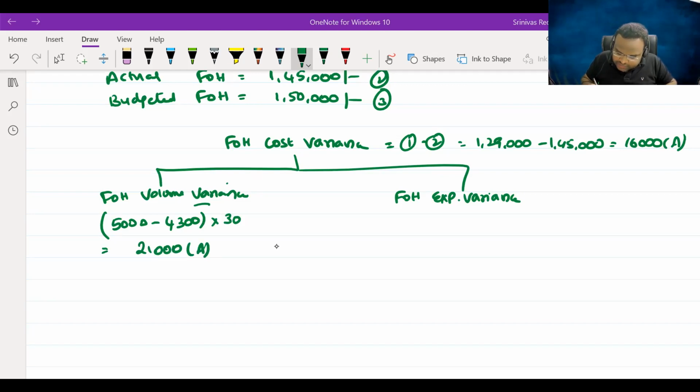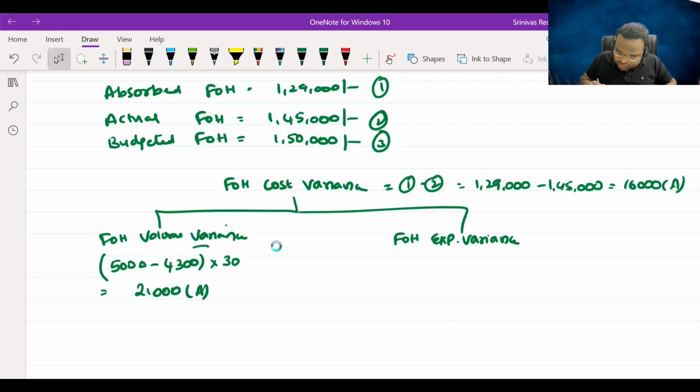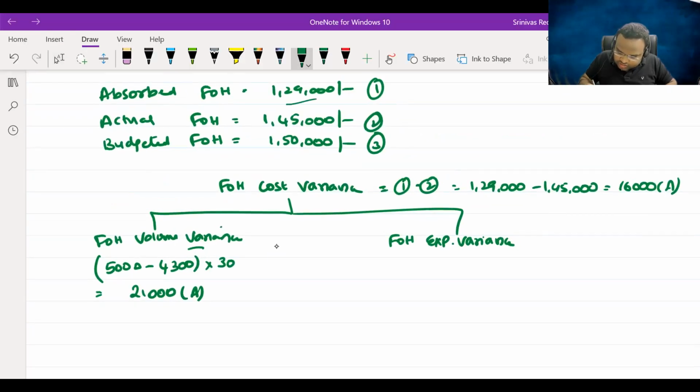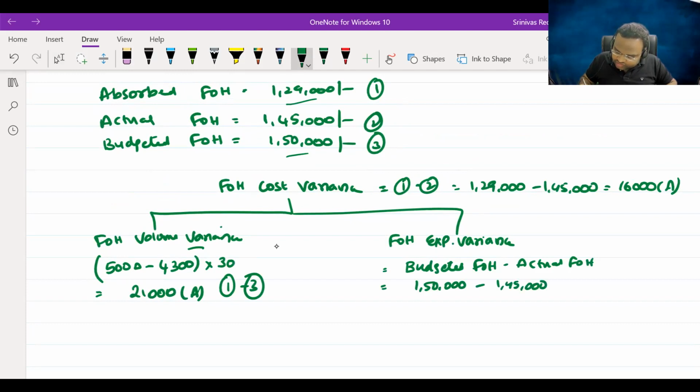What is volume variance? Absorption minus budget, correct? Absorption is 1,29,000. Budget is 1,50,000. 21,000 adverse. So 1 and 3. Expenditure variance: irrespective of my production, I should incur only budget fixed overhead, but how much did I spend? Actual fixed overhead. I should spend only 1,50,000, but I spent only 1,45,000. So 5,000 favorable. 21,000 adverse, 5,000 favorable, put together 16,000 adverse. This is up to the basic level of fixed overhead cost variance.